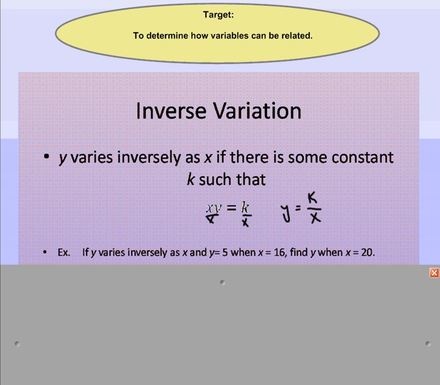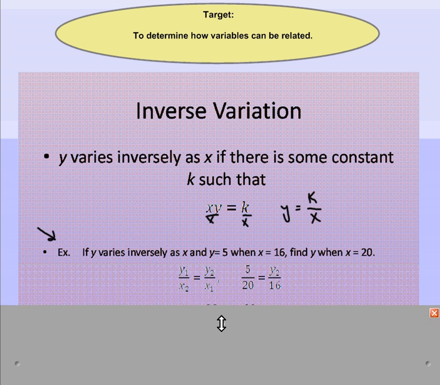When we're using an inverse variation, this is an example using inverse variation. We can also set up a proportion, or we're going to be able to use the equation itself. If y varies inversely as x and y equals 5 when x is 16, find y when x is 20. This is the proportion we can set up. Notice that the common x and y value are across from one another on the fraction. Why is this? Again, because of how this is set up.